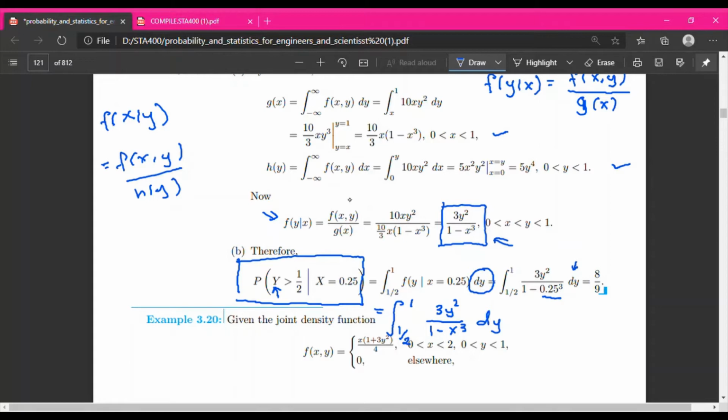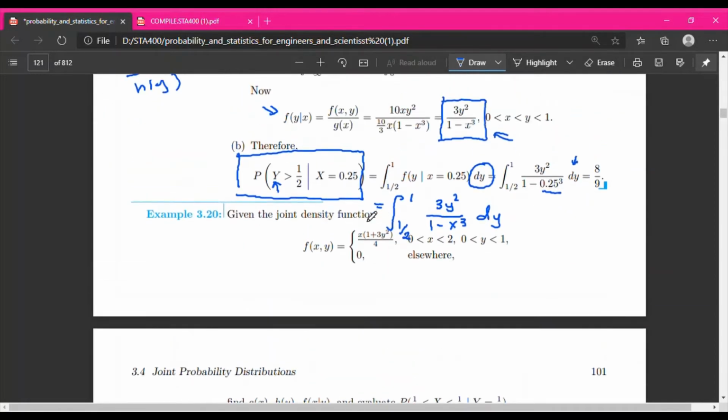x will be a constant. So otherwise you will not get a probability, you will get a function instead, because it is in terms of x. Because of that, you have to substitute x with 0.25 first, then integrate with respect to y. And as usual, integrate with respect to y, then replace y with 1.5, and you will get the probability. Okay, so that is the way to find the probability of the conditional function and also the conditional probability.